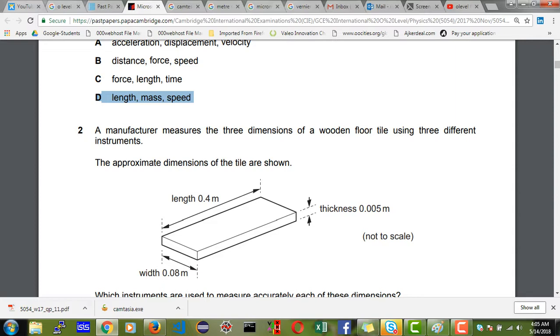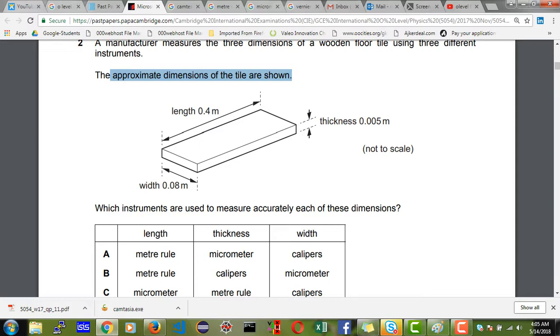Okay, the next question is: a manufacturer measures the 3 dimensions of a wooden floor tile using 3 different instruments. The approximate dimensions of the tile are shown. Here the length is 0.4 meter, the thickness is 0.005 meter, and the width is 0.08 meter. We have the dimensions here. Now the question asks us which instruments are used to measure accurately each of these dimensions.